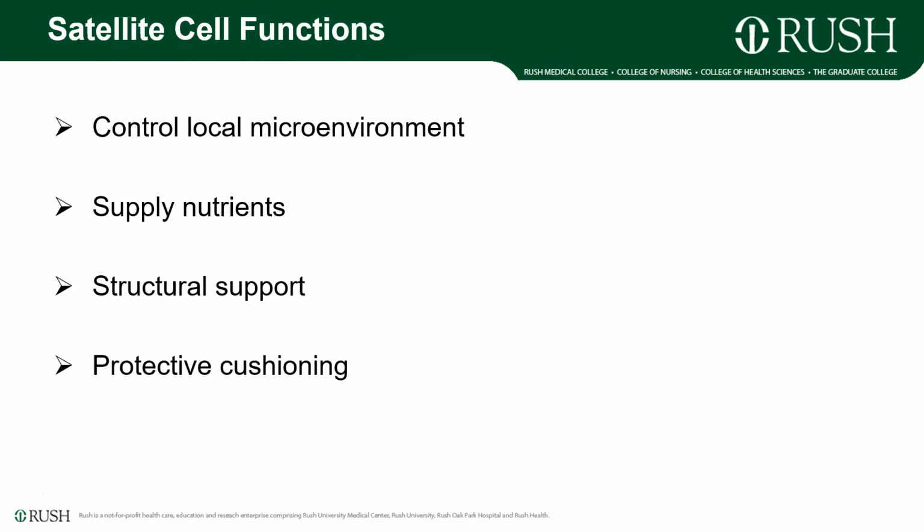The function of these satellite cells is to control the local microenvironment, to supply the nutrients to the neural cell body as well as structural support. In addition, it also provides protection to the neural cell body by providing cushioning.